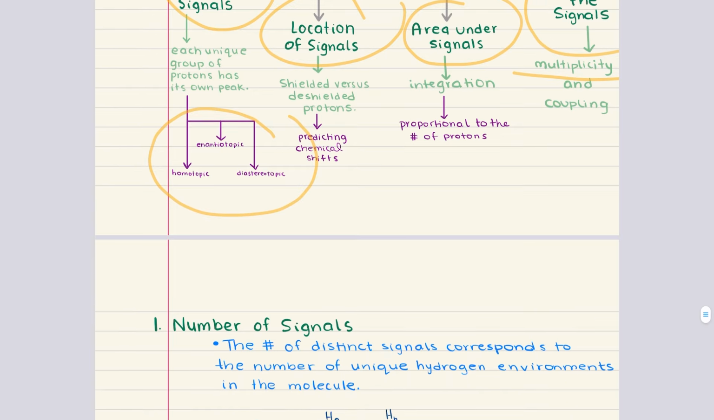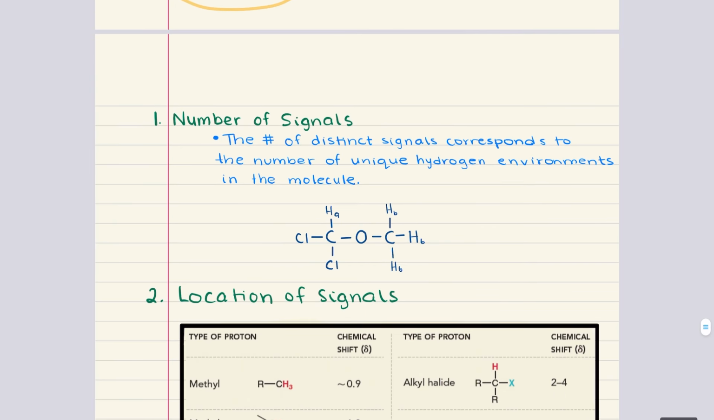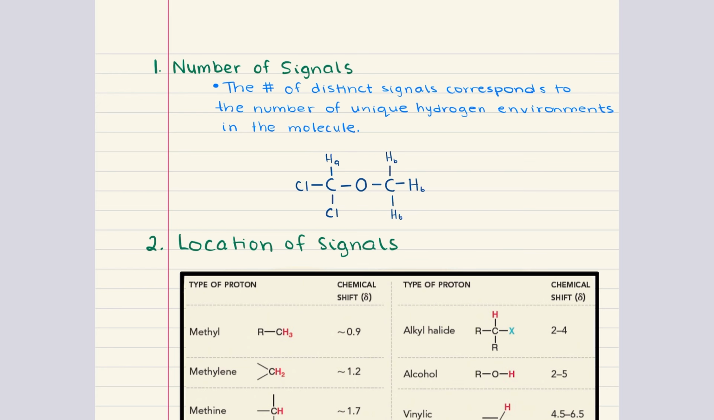So in the pages that follow, we're going to go through each of these categories one at a time, starting with how to count the number of signals and recognize chemically equivalent hydrogen atoms. Again, the number of signals tells us how many types of proton environments are present. In NMR, hydrogen atoms that are in identical electronic environments will all show up as one signal. So that means if they're surrounded by the same atoms in the same way, then they are in identical electronic environments. These are called chemically equivalent protons.